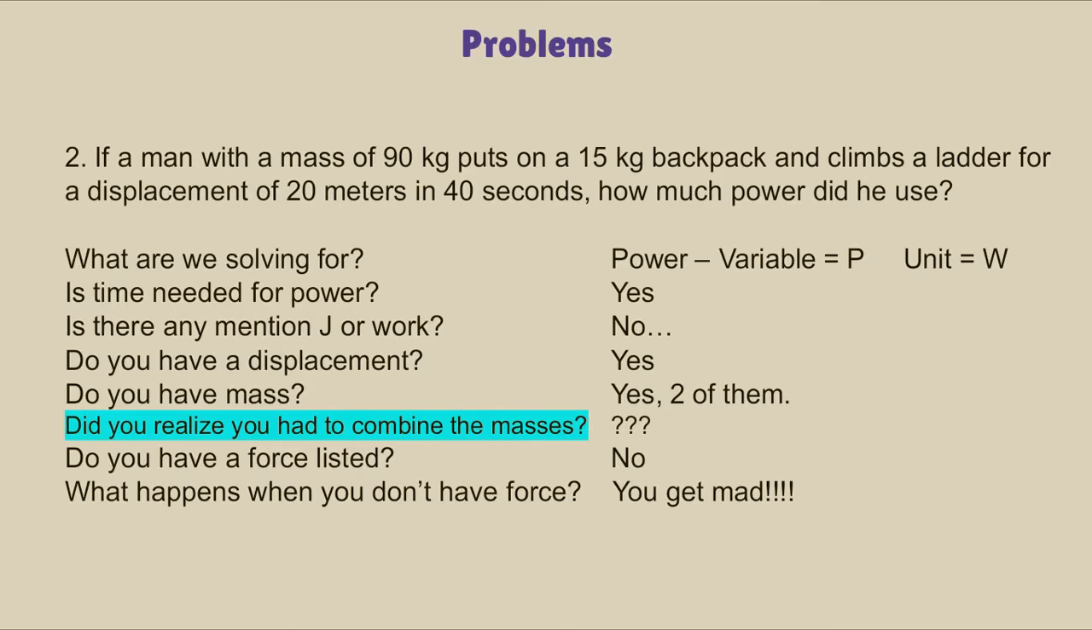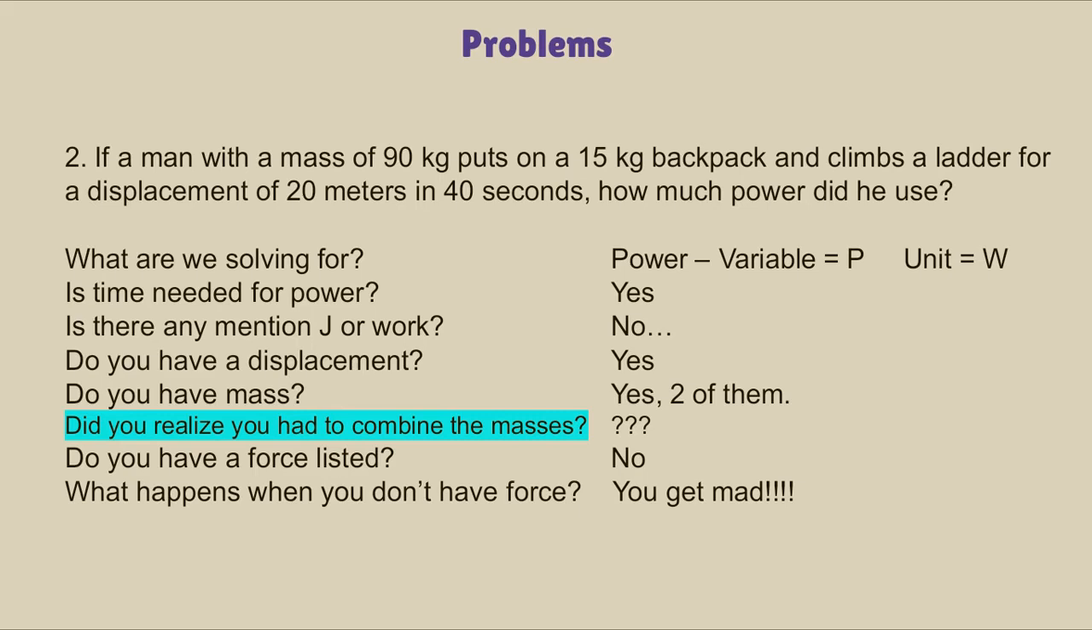All right, so what are we solving for here? We're solving for power. The variable is P, the unit for power is W. Do we need time for power? Yes. Is there any mention of joules or work being done? No. They didn't mention any work. They didn't mention any joule. So we don't have that yet.